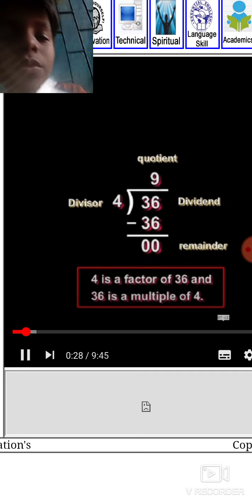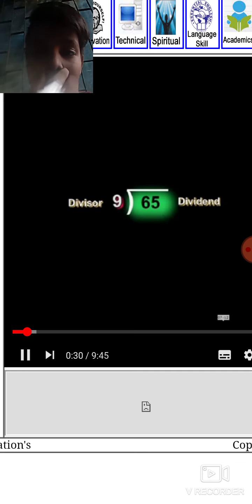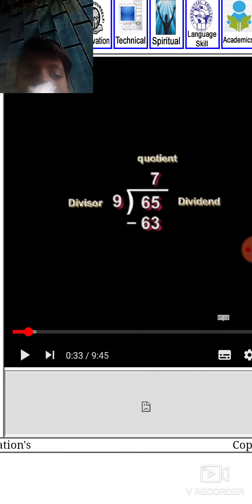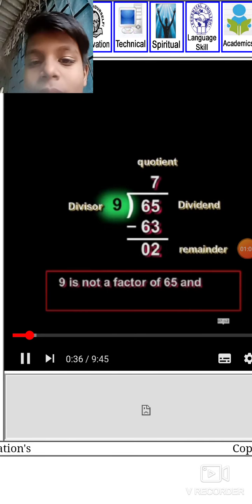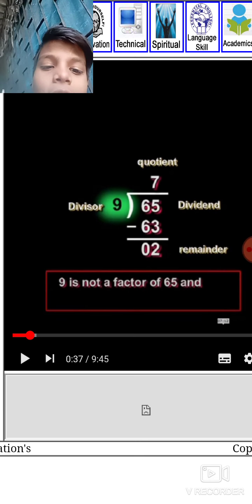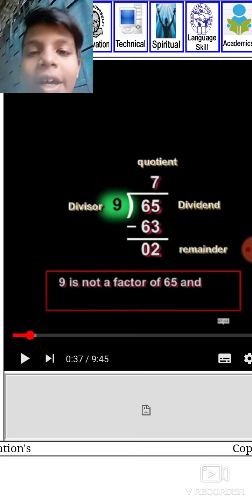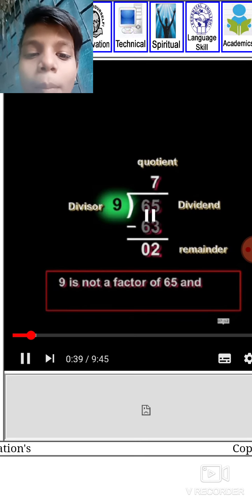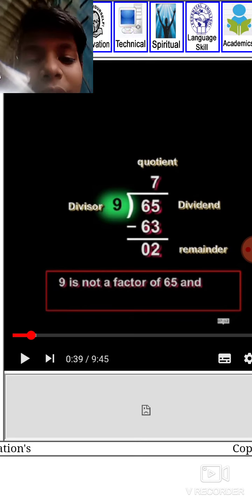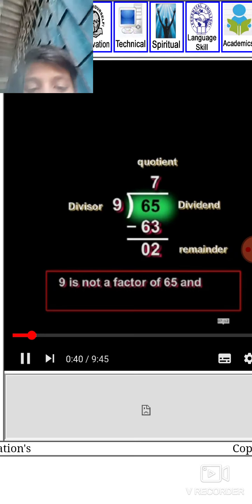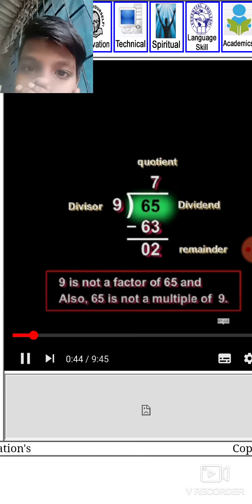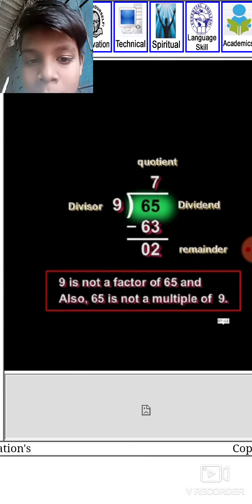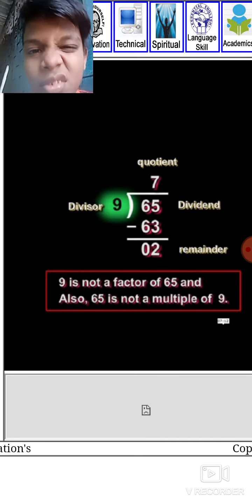Now, when we divide 65 by 9, the remainder is not 0. And therefore, 9 is not a factor of 65. Also, 65 is not a multiple of 9. That is, 65 is not divisible by 9.